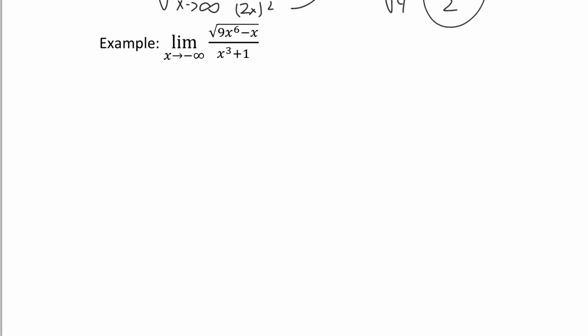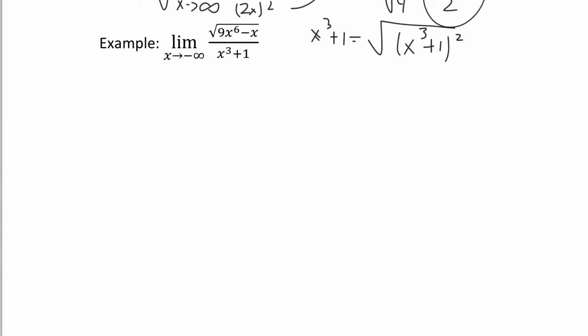Here we have the limit as x approaches negative infinity of the square root of 9x to the 6th minus x, over x cubed plus 1. So same idea. We have the issue that it may be a positive or it may be a negative square root. Let's go ahead and find out. So we take x cubed plus 1, and that's equal to the square root of (x cubed plus 1) squared.